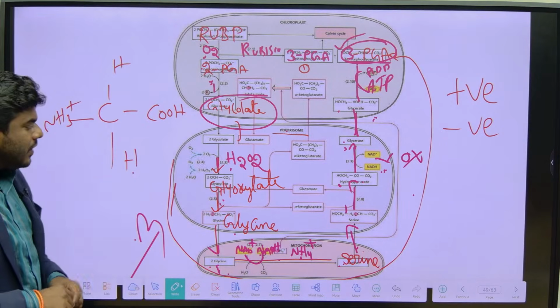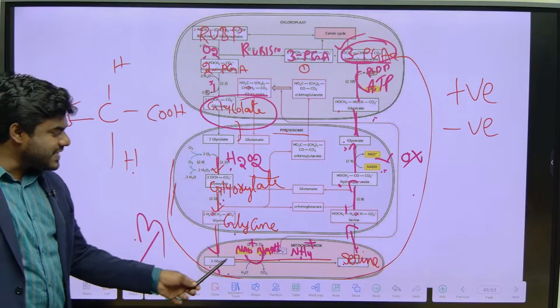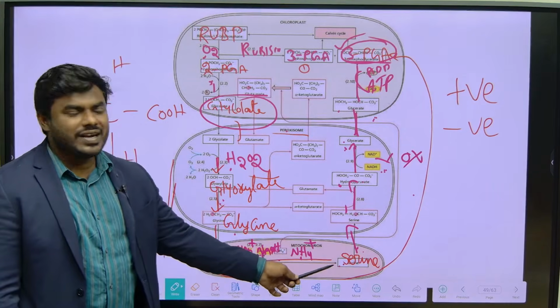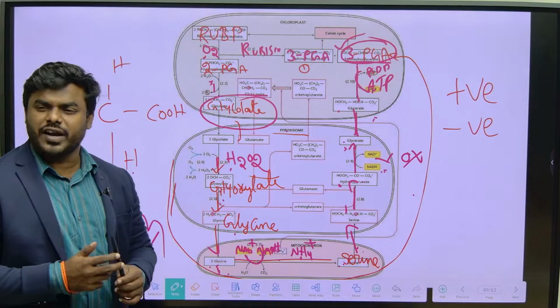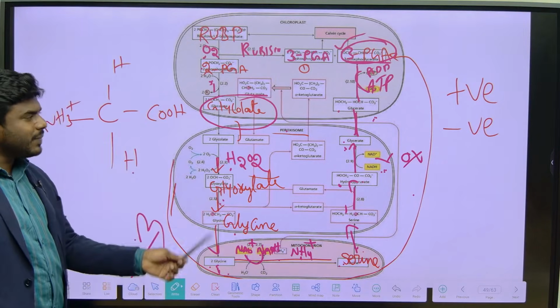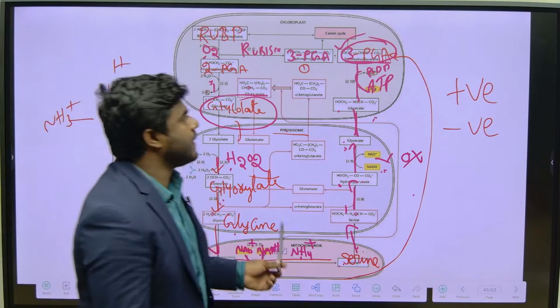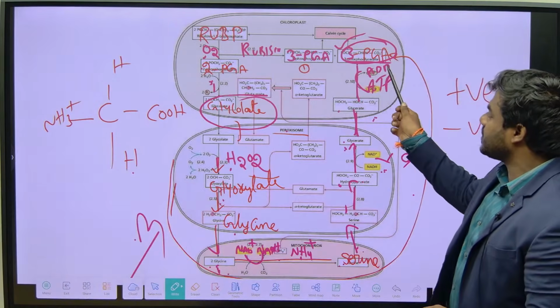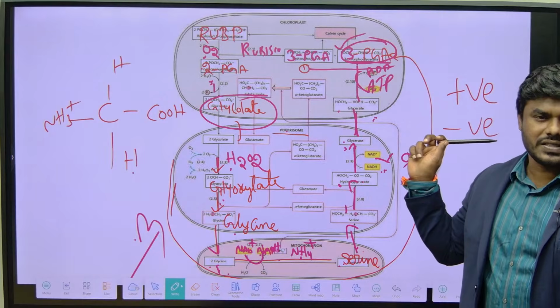Slowly. It is the mitochondria, because glycine is converting into serine. We discussed that one amino acid can be converted into another amino acid by transferring an amino group. So the question may link to biochemistry and they will ask. So finally, what did we produce? 2 molecules of 3-PGA. Correct.